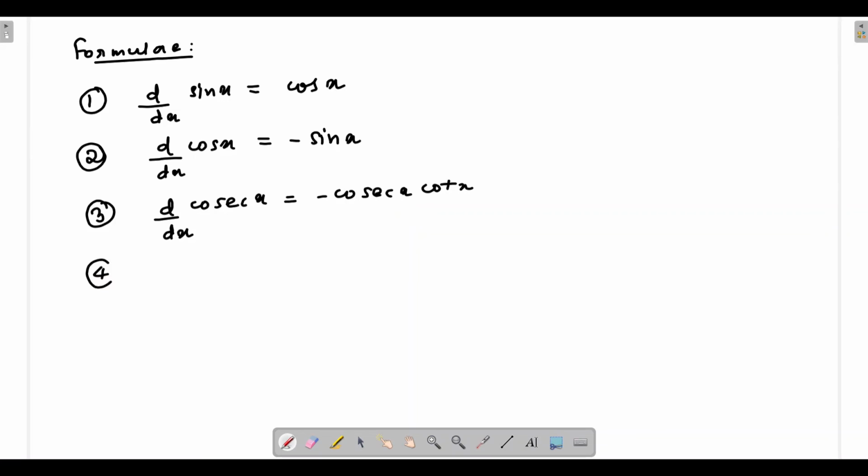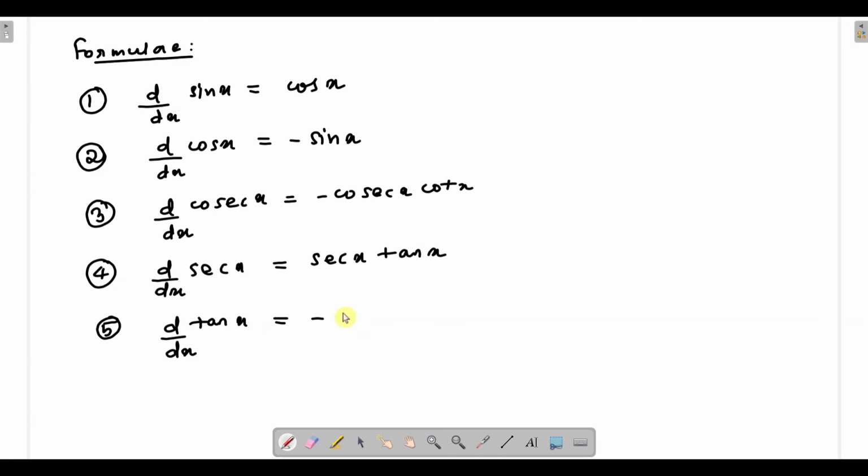Then we will go to the fourth, the derivative of sec x. This will be nothing but sec x tan x. Then the fifth one is the derivative of tan x. This will be nothing but minus sec square x. Then sixth one, that is derivative of cot x. This will be nothing but minus cosec square x, right? Let us read it again.